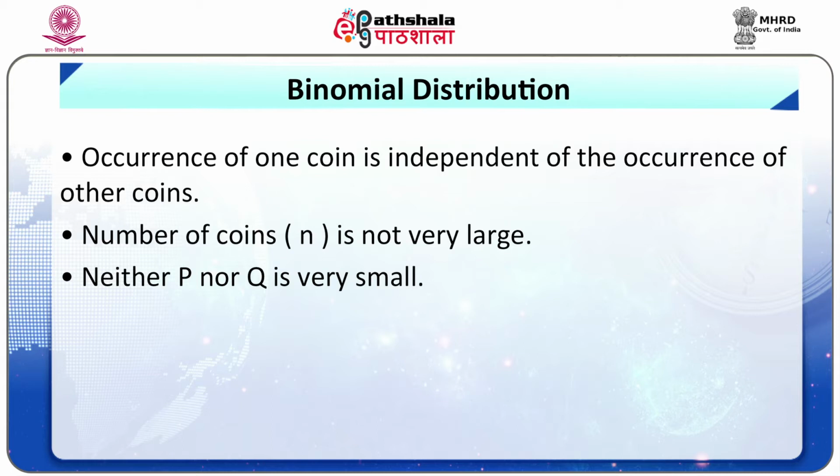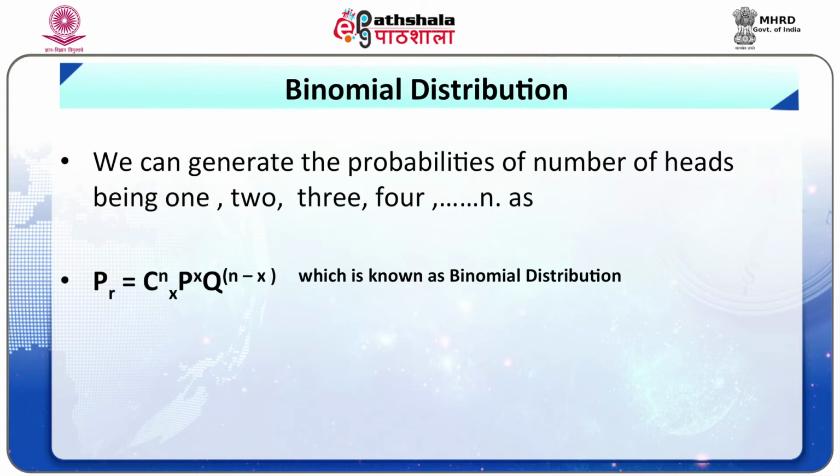And the next assumption is that neither p nor q is very small. We can generate the probabilities of the number of heads being 1 or number of heads being 2, that is the variable. The number of heads could be 3, number of heads could be 4, and so on up to n, because n is the total number of the coins. So, either head or tail we can find from either 0, 1, 2 or 3 up to n.